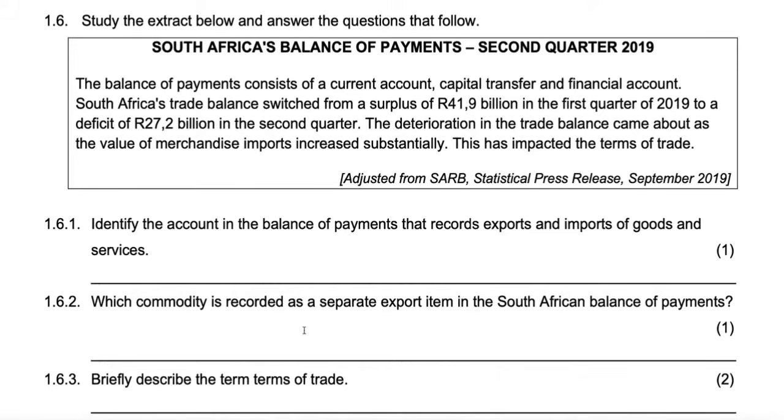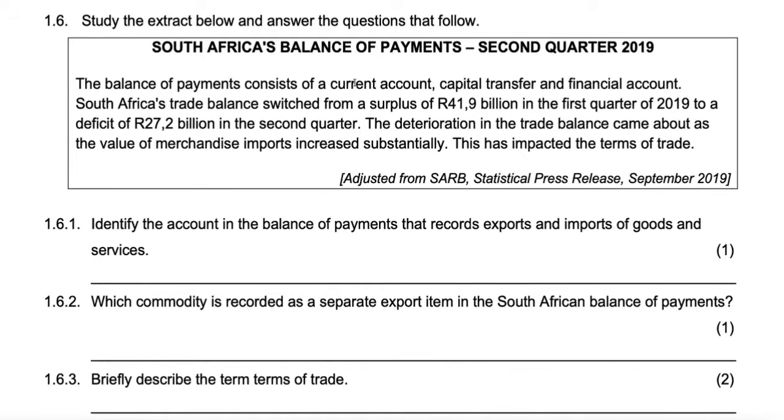Identify the account in the balance of payments that records exports and imports of goods. It has to be one of these three: current account, capital transfer account, or financial account. Well, that's the current account. Some learners will ask which one it is. Well, the one that says merchandise exports, merchandise imports, just that you don't see the word merchandise here. But that's it. It is the current account.